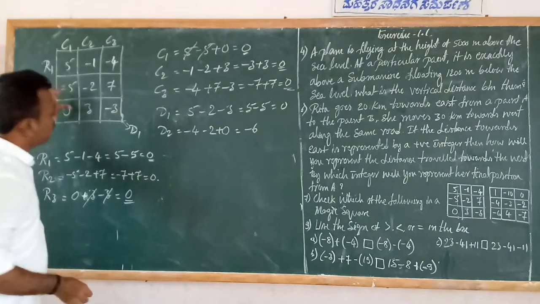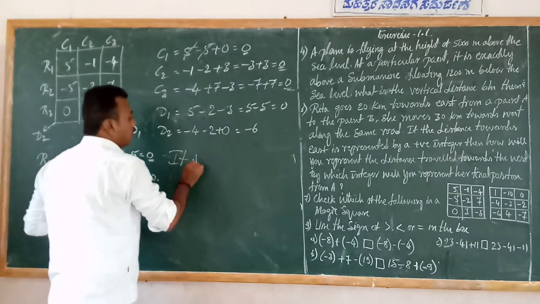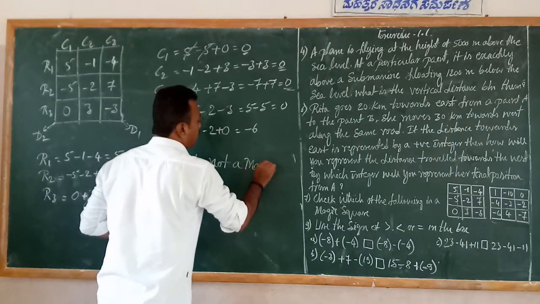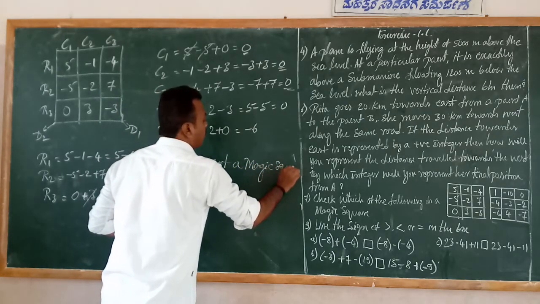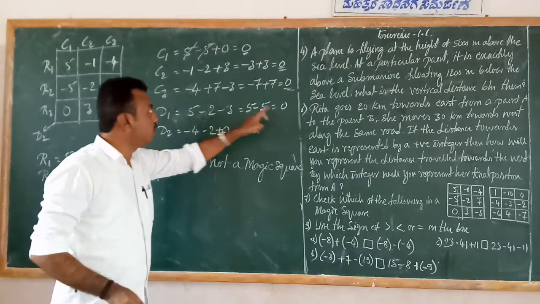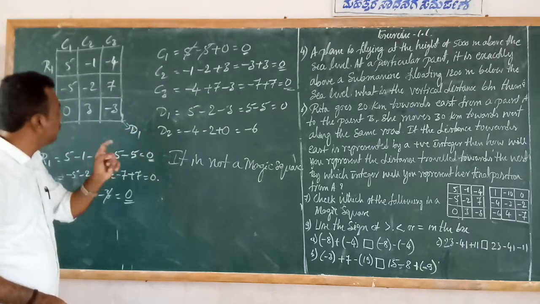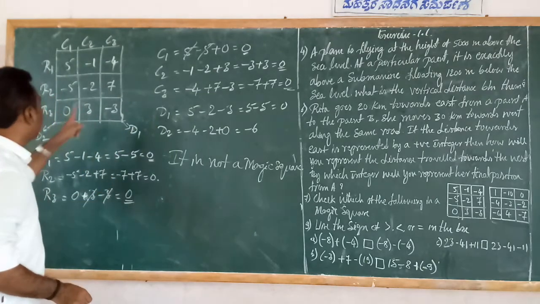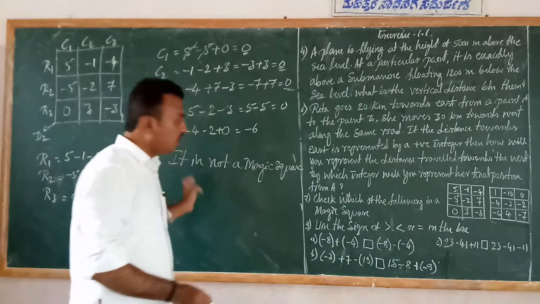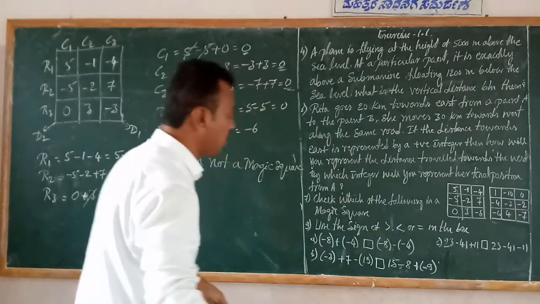Therefore this first one is not a magic square, because the second diagonal is not equal to 0. Every column and every row and the first diagonal become 0, but the second diagonal is not equal to 0. Therefore it is not a magic square. Understand? So second, we have to check whether it will come or not.